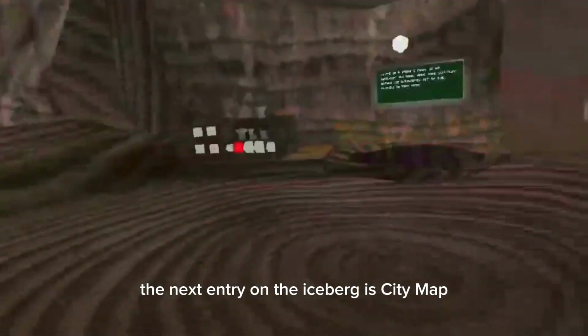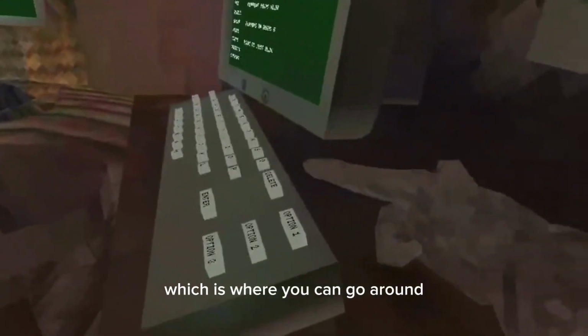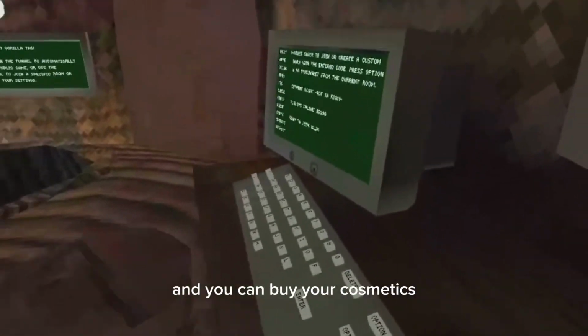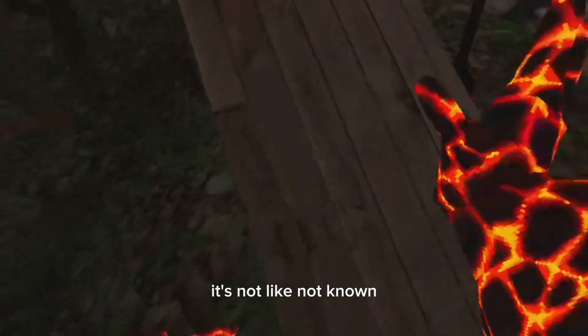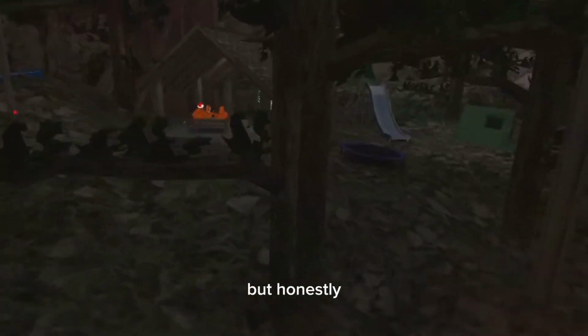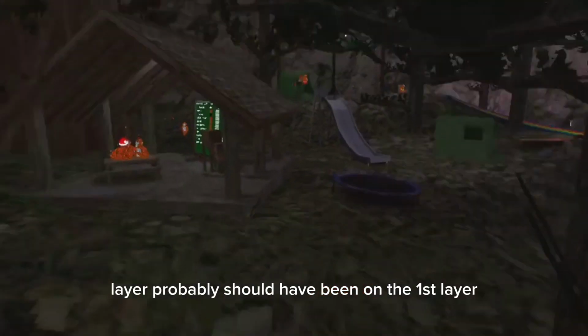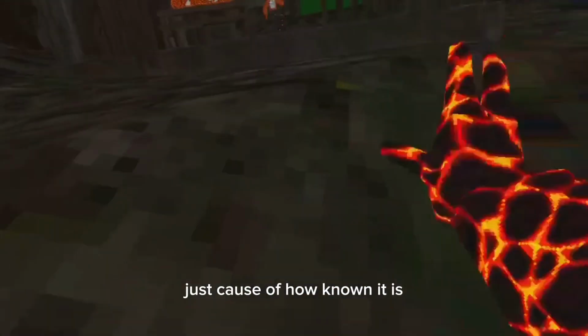The next entry on the iceberg is City Map, which is where you can go around and you can buy your cosmetics and buy shiny rocks and that type of stuff. I don't know why it's on here. It's not not known, but honestly, most of the second layer probably should have been on the first layer just because of how known it is.